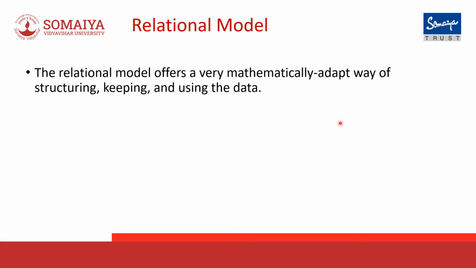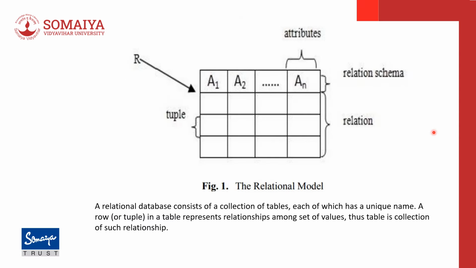Relational model. The relational model offers a very mathematically adept way of structuring, keeping, and using data. So let's have a look at how the relational model looks. This is basically a representation of the relational model. A relational database consists of tables, each of which has a unique name. We can see in this picture that this is a table. This is a row, or tuple. A row or tuple in a table represents relationships among values. Thus, a table is a collection of such relationships.